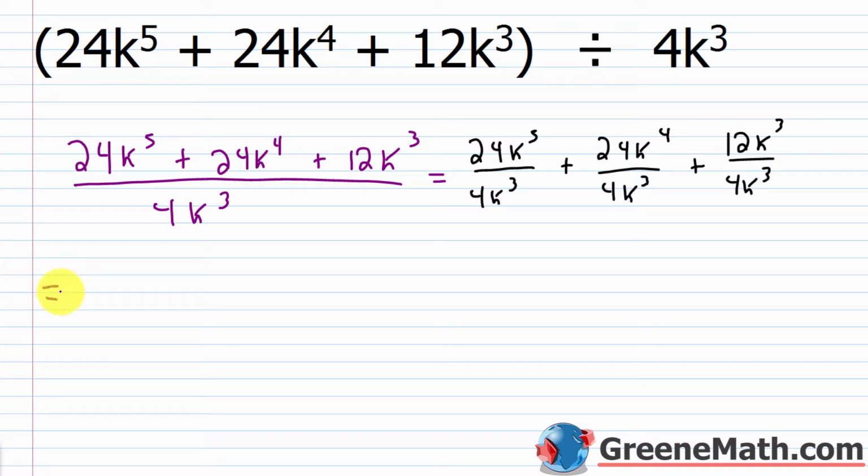Let me put equals here. 24 divided by 4 is 6. K to the fifth power over k cubed would be k squared. So the first result here would be 6k squared. Then I'm going to put plus.